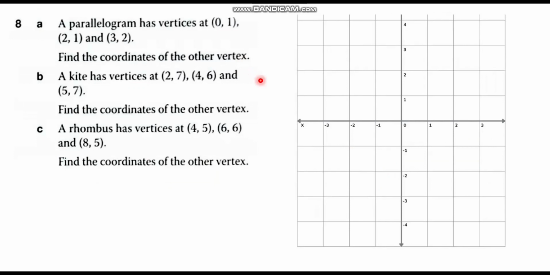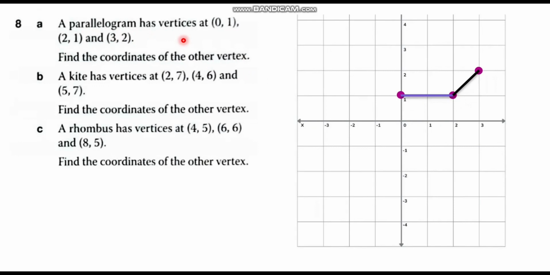Now in question number 8, part A, we have to figure out the coordinates of the other vertex, and some of the coordinates of the parallelogram are given. So let's first of all mark the points on the grid. So this is the first point where x is 0 and y is 1. This is the second point where x is 2, y is 1. And this is the third point. And let's join these points.